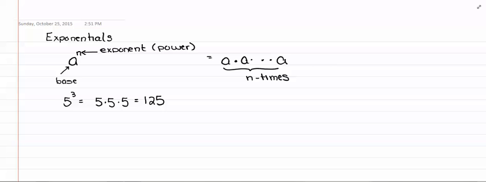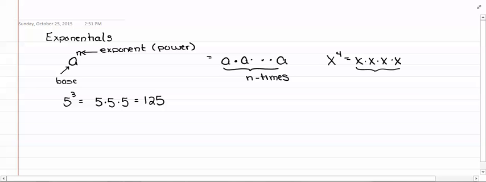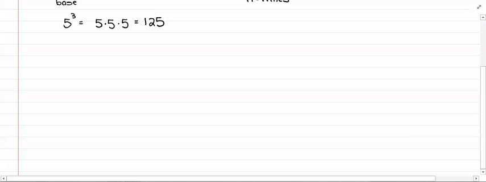Same for a variable. If I take x to the 4th power, that just means we're taking 4 x's. It's a short way of writing all of this down. All right. So with this idea, we're going to look at some properties and laws of exponents. One of them is this idea: any base to the 0 power is equal to the number 1. Okay, so if I take 5 to the 0 power, that's equal to the number 1.